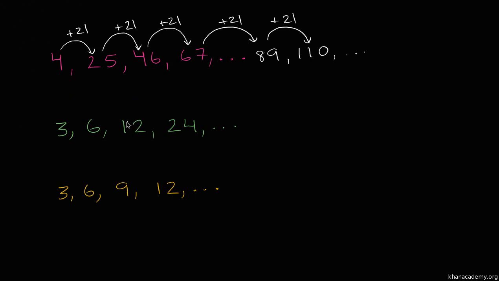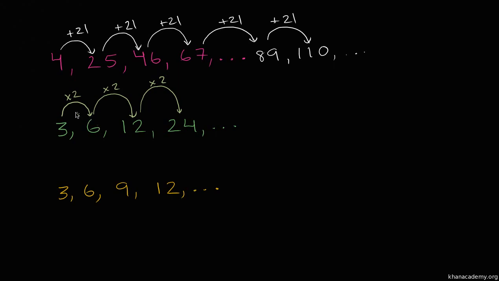another way to go from 3 to 6 isn't to add 3, but to multiply by 2. So I multiply by 2 to get from 3 to 6. And if I multiply by 2 again, I'll go from 6 to 12. 6 times 2 is 12. And if I multiply by 2 again, I'll go to 24. 2 times 12 is 24, and I could keep going on and on and on. 2 times 24 is 48 and 96. I could go on and on and on.